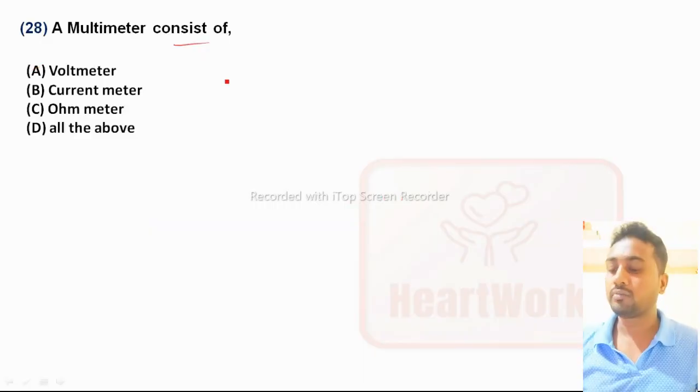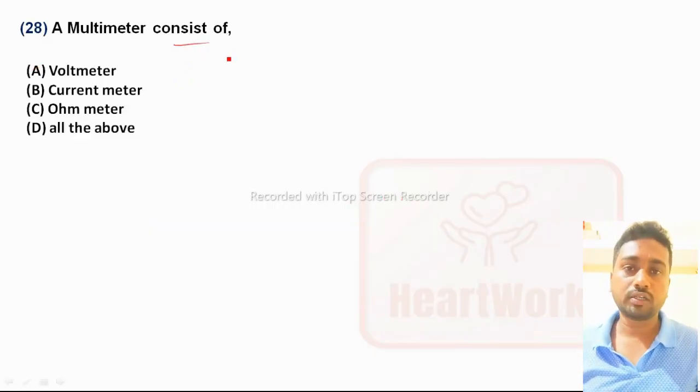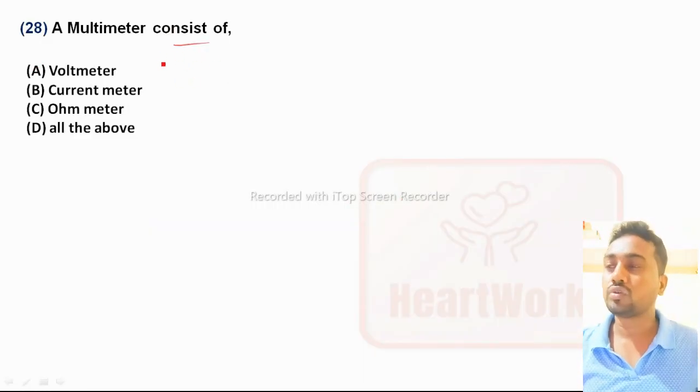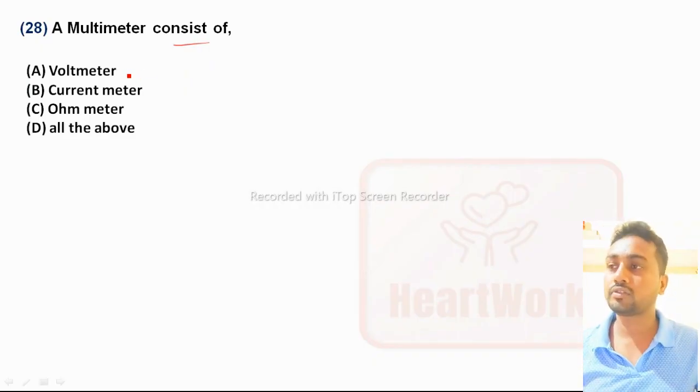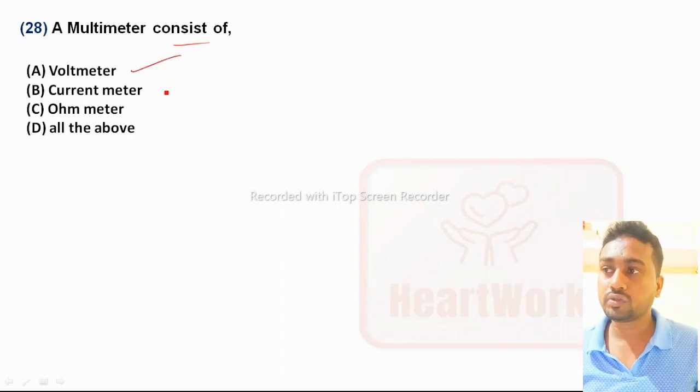A multimeter consists of... What is a multimeter? A multimeter is a measuring device. When it measures voltage, we can say it is a voltmeter also. When it is used to measure current or ampere, then it is called a current meter, and it will measure resistance also, so it is called an ohm meter. So a multimeter can be used as a voltmeter, current meter and ohm meter. So option D is the right answer.